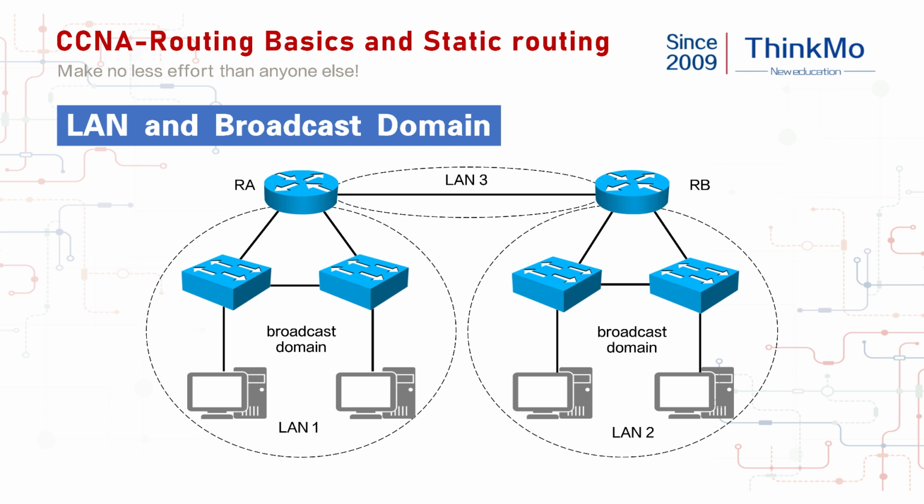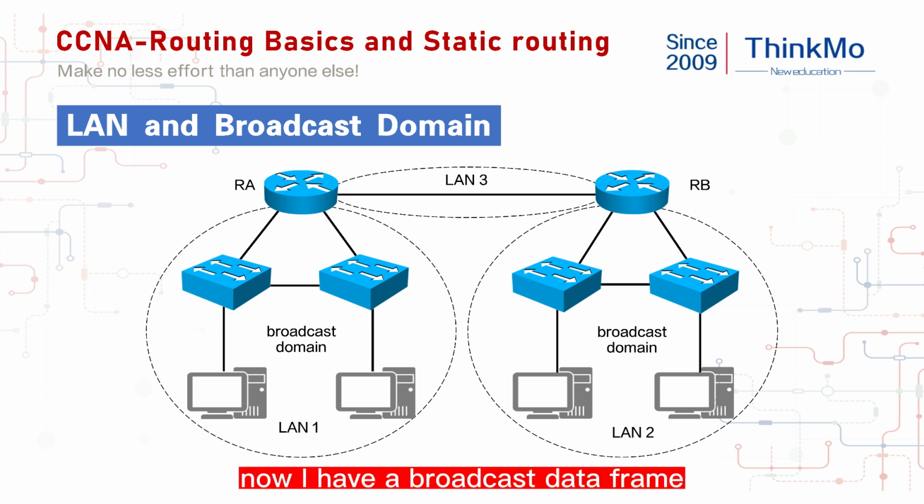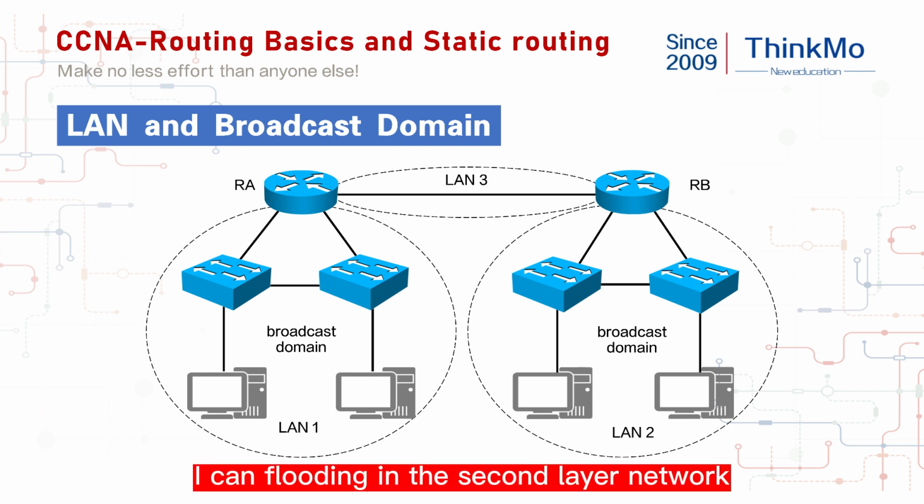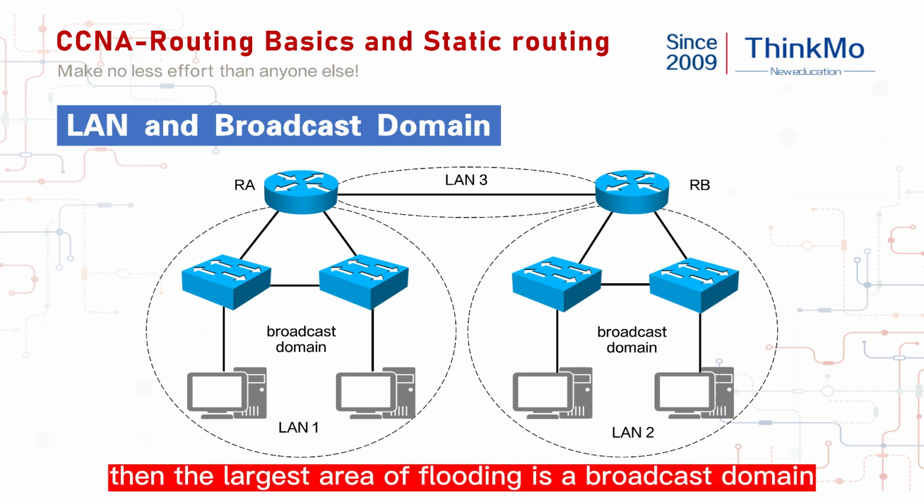For example, now I have a broadcast data frame. The destination MAC is all 1s, which written in hexadecimal is all F. It is a broadcast frame. It can flood in the second layer network. Then the largest area of flooding is a broadcast domain.